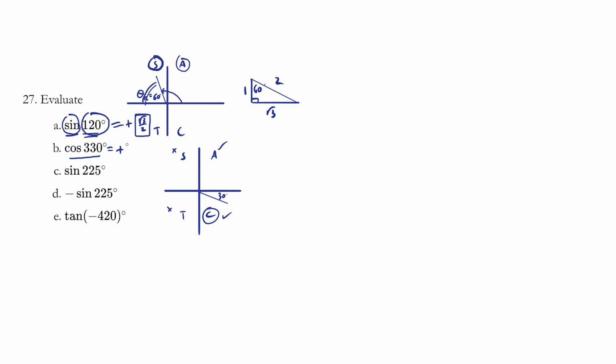Positive what? I promise you the answer is cosine of the reference angle. So it's cosine of 30. Now what is cosine of 30? It's root 3 over 2.